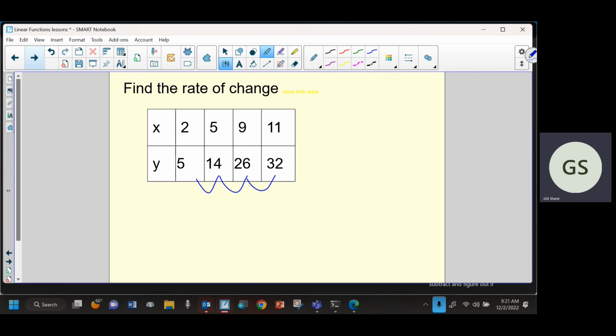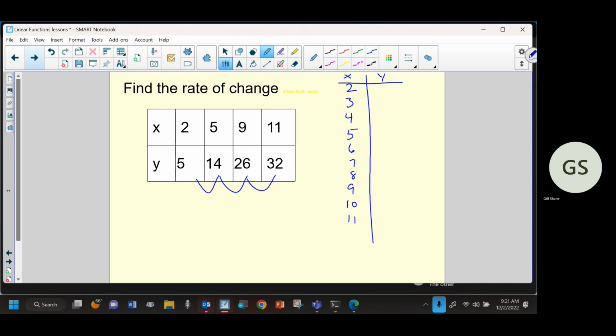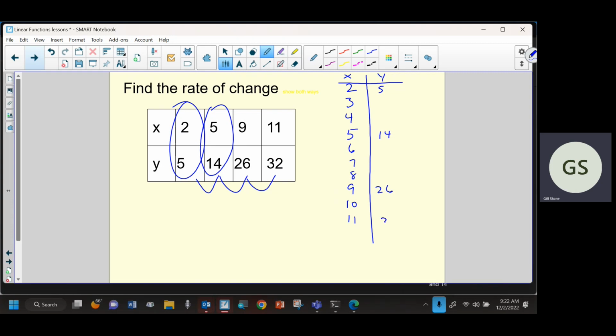Now, the way I showed you how to do this is we created a table, a new table, and we filled in all the values we know, and then we figured out the other values we could use. So that's X, by the way, that's Y. So 2 right here goes with 5. So the Y value is 5. Now I'm going to use 5 and 14. So for 5, the Y is 14. For 9, it's 26. I'm not going to circle the other ones. There. So that's what we know.